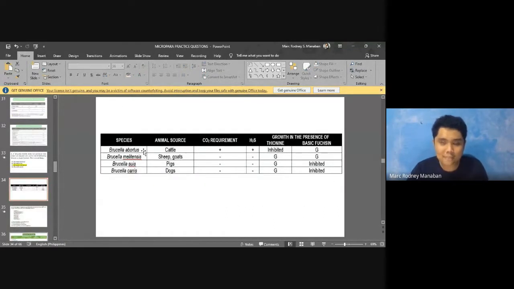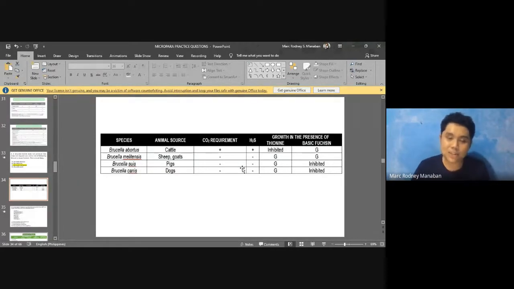Brucella abortus needs CO2 and produces H2S. Alright? Take note: CO2, H2S, needed, or they produce H2S, Brucella abortus. And in terms of growth in the presence of thionine and basic fuchsin, it is inhibited by thionine. So how do we remember? Abor-thio. Okay? Brucella abortus, abor-thio. It's inhibited by thionine, but it will grow in the presence of basic fuchsin.